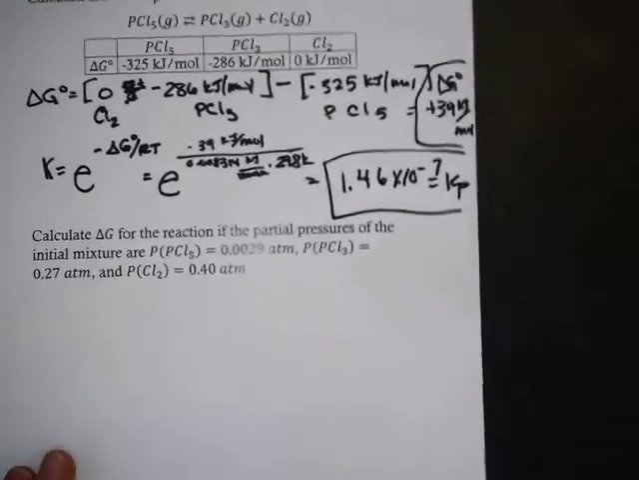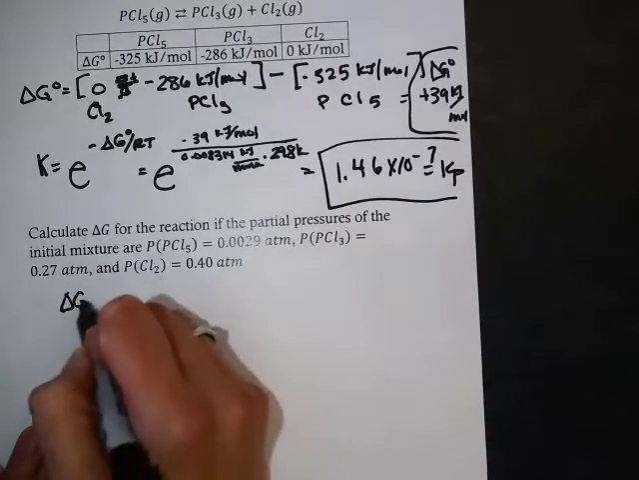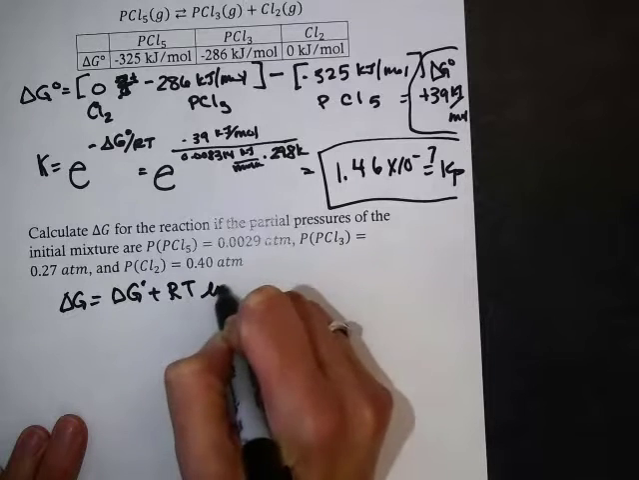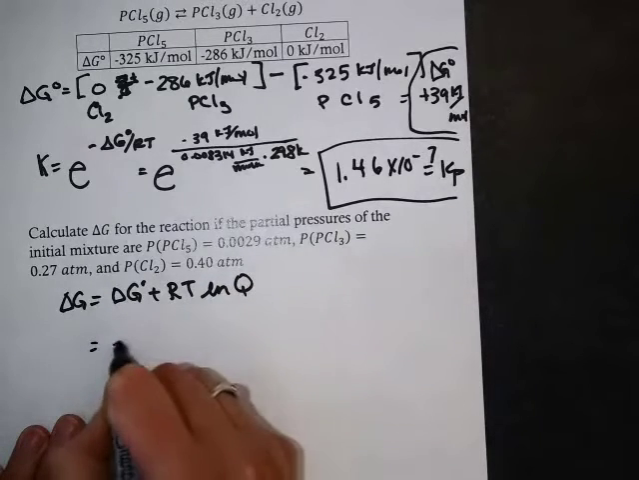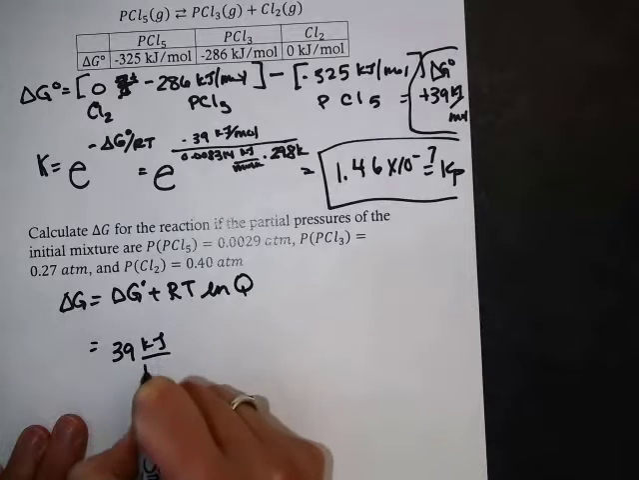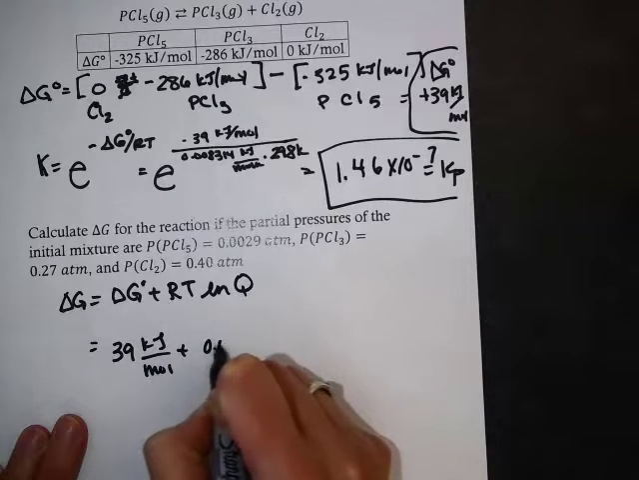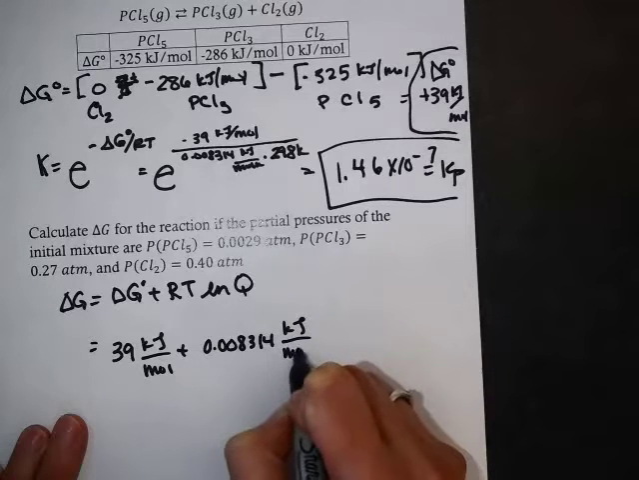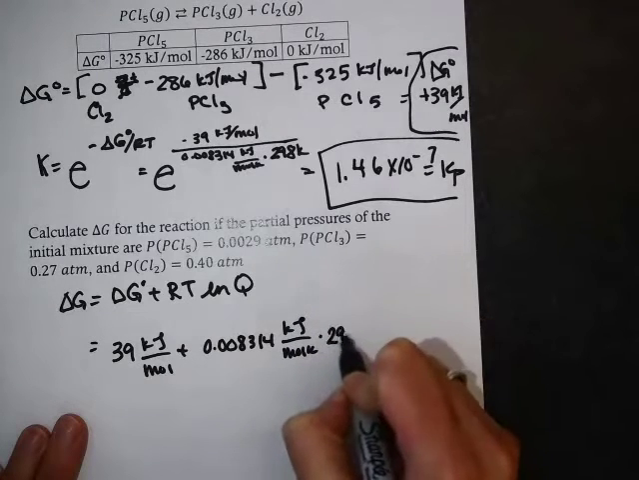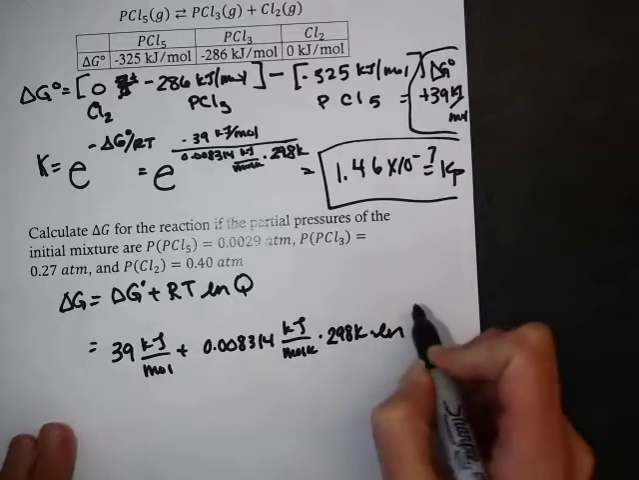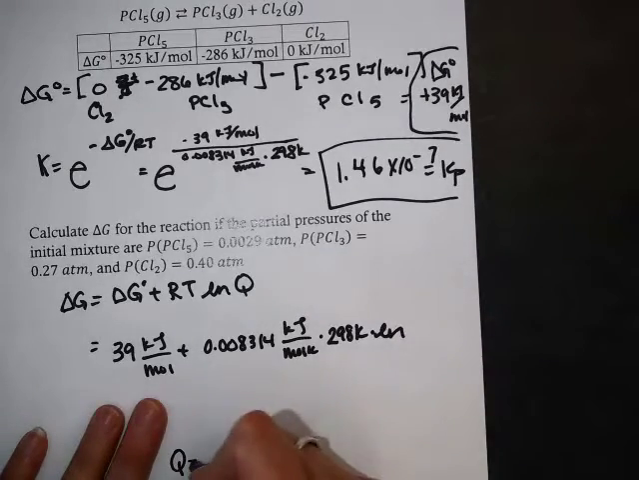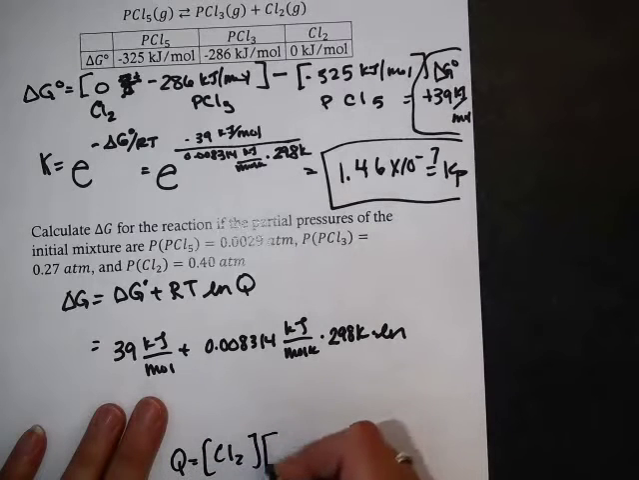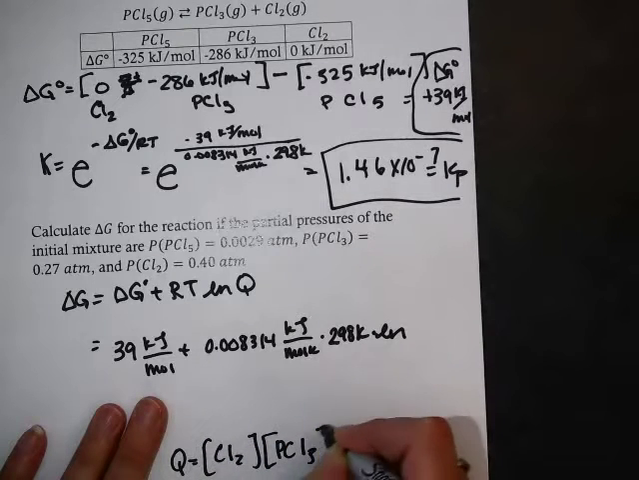Okay, now the next part is asking me to calculate a delta G, not standard. And the reason it's not standard is because for gases, standard means 1 atmosphere, and these are not 1 atmosphere. So I have this other equation where I use the delta G standard, 39, that I just got in the previous one, plus RT natural log of Q. Again, I want to convert that R to kilojoules per mole so that the kilojoules will add up, the 298 Kelvin, and then I need the natural log of Q.